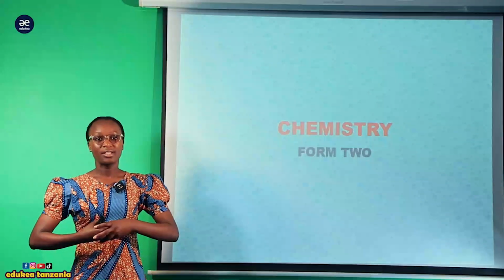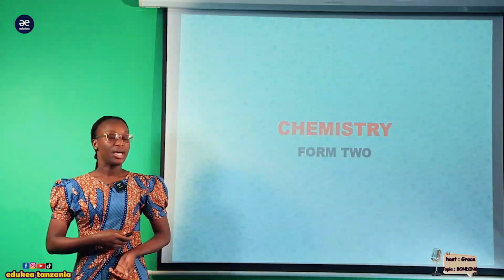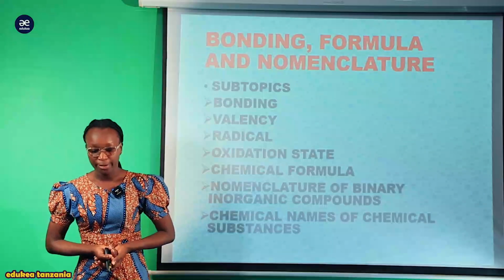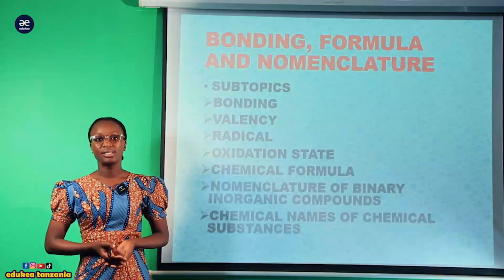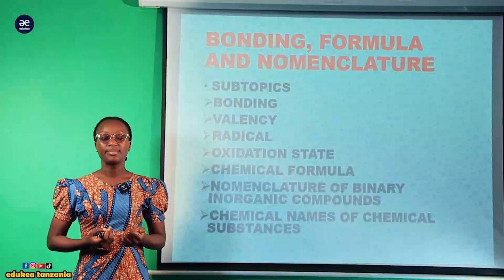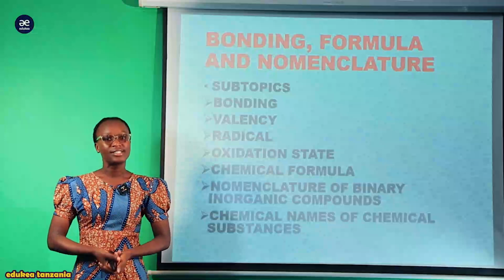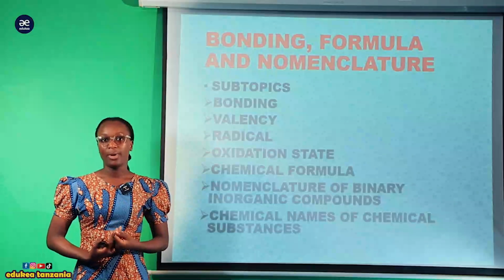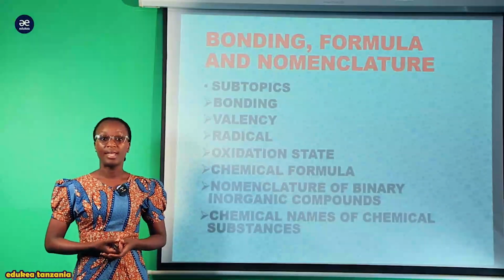We are proceeding, my student, with our chemistry series sessions, and my Form 2 student, we are proceeding with the series of our topic, which is bonding, chemical formula, and nomenclature. In the previous session series, we have covered the concept of bonding, the concept of valence, the concept of radical oxidation state, but also the concept of chemical formulas, whereby we have learned about empirical formula, structure formula, molecular formula, and so forth.